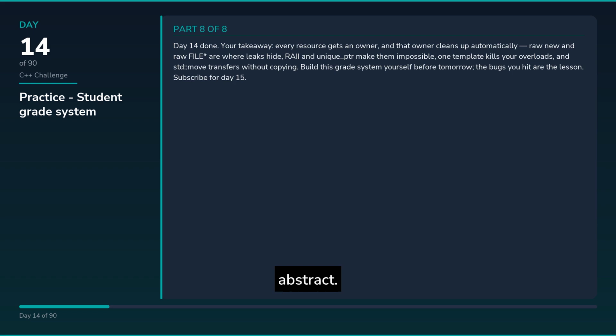Day 14 done. Your takeaway: every resource gets an owner, and that owner cleans up automatically. Raw new and raw FILE* are where leaks hide, RAII and unique_ptr make them impossible, one template kills your overloads, and std::move transfers without copying. Build this grade system yourself before tomorrow. The bugs you hit are the lesson.